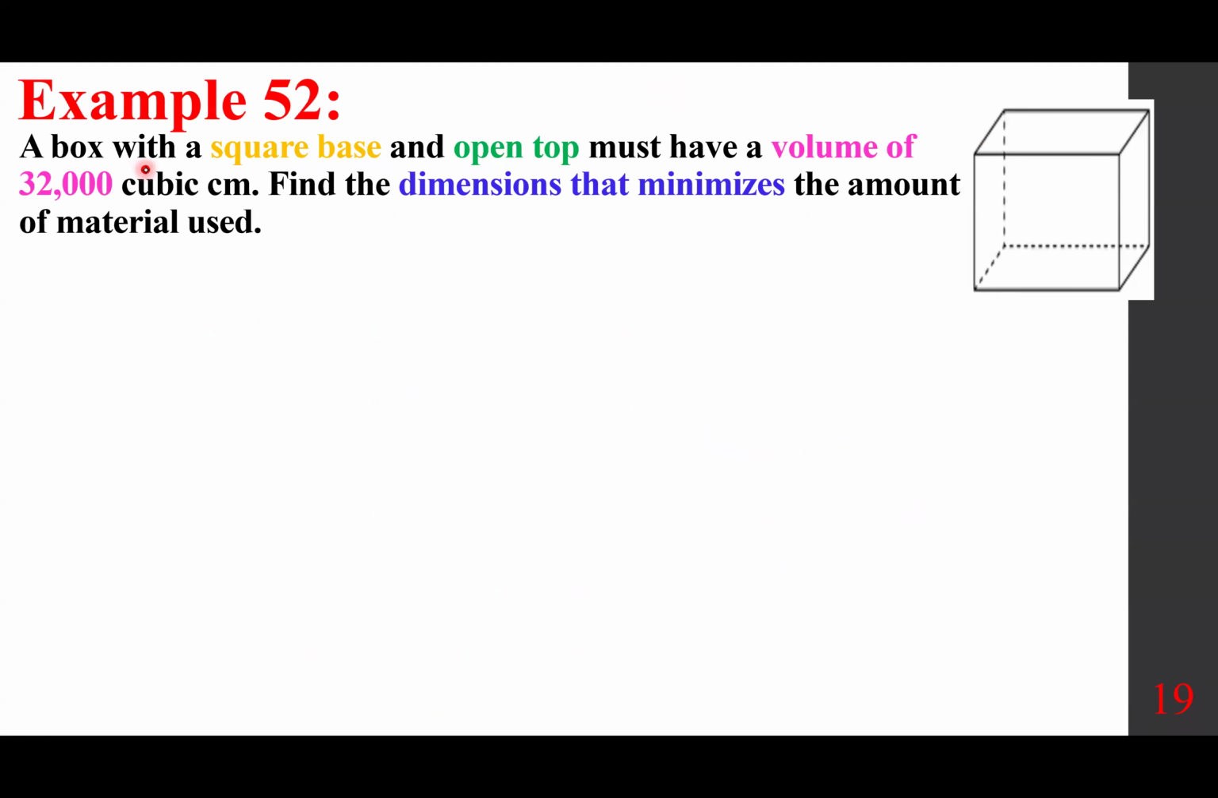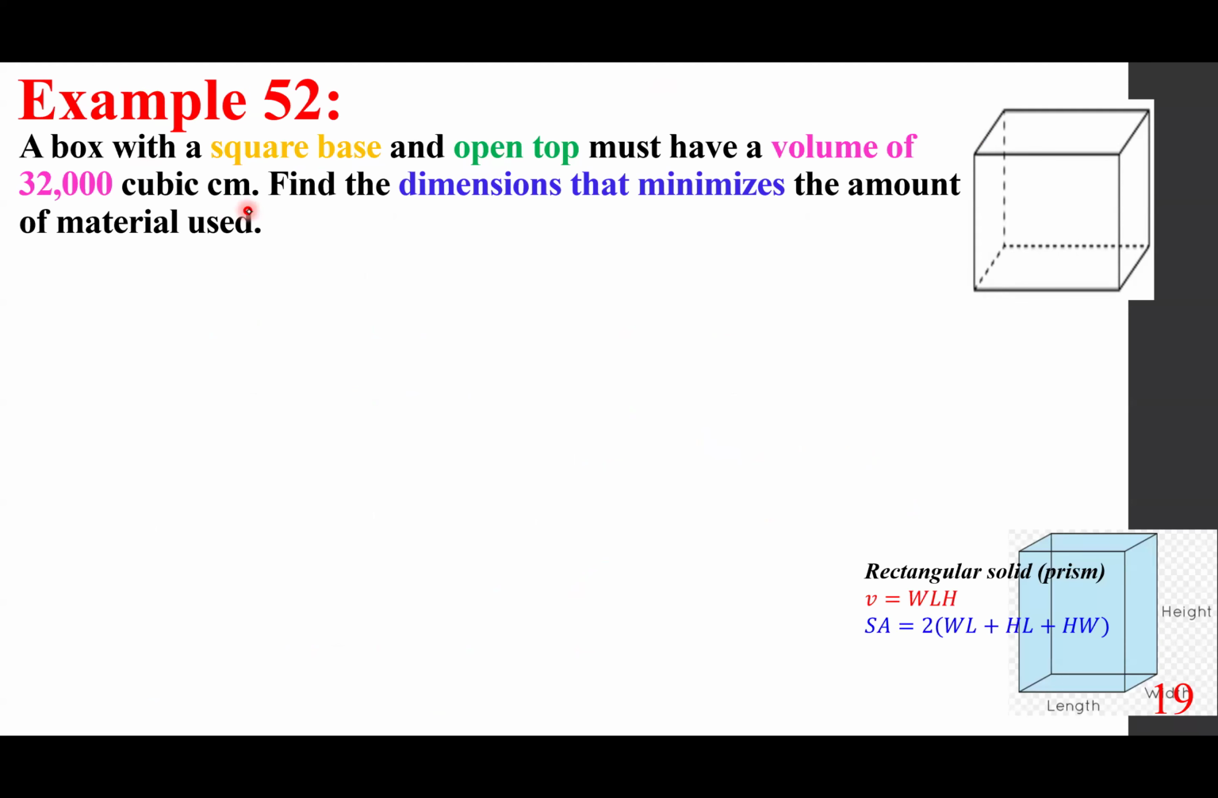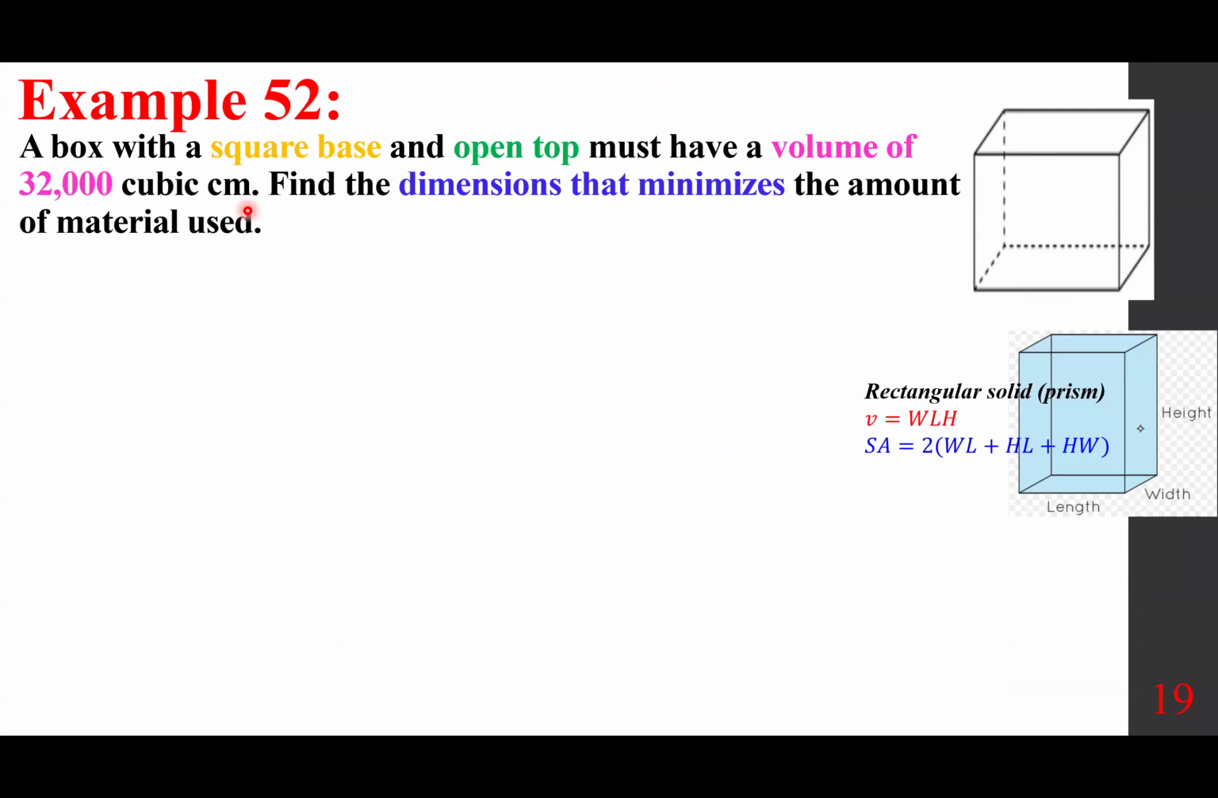A box with a square base and open top must have a volume of 32,000 cubic centimeters. Find the dimensions that minimize the amount of material used. I'm going to remind you of a couple of things that we should know from geometry, algebra, you name it. Use a rectangular solid or prism. If you want to find the volume, it's the width times the length times the height.